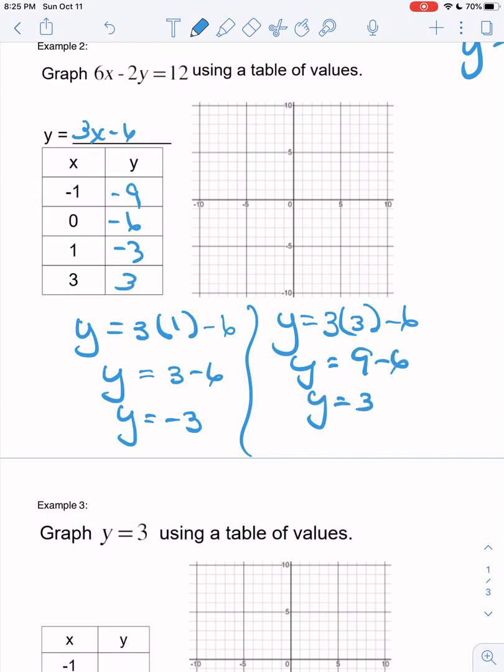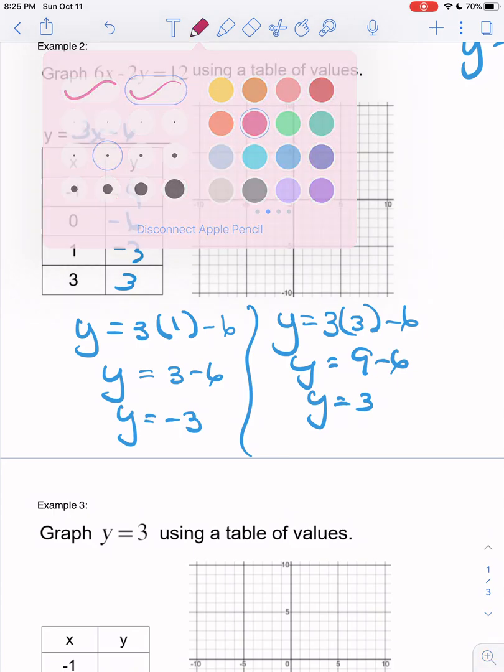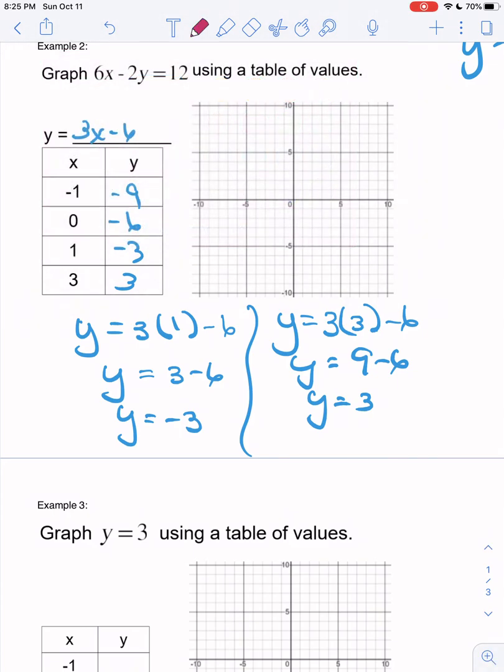All right, it's time to graph. Here we go again. Let's change colors, make it a little bit more interesting. All right, from the origin, 0, 0, our x value is negative 1, so we're going to go 1 to the left and down 9 right there. And I better erase that so you don't think it's a point.